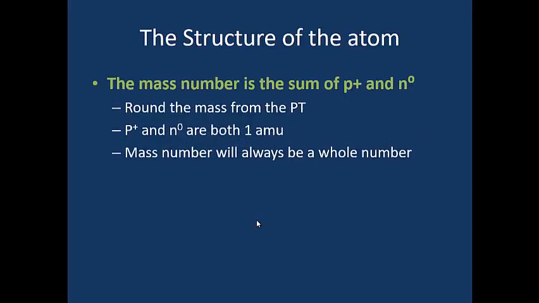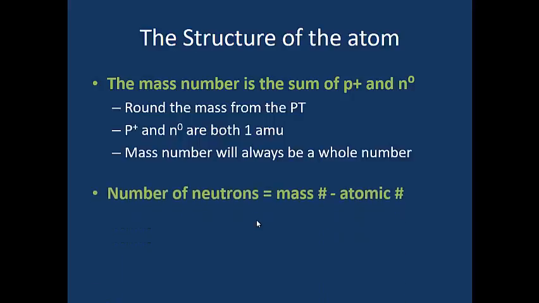The last piece of information that we need to know is the mass number. So the mass number is the sum of the protons and the neutrons, because remember, all that mass is contained inside our nucleus. And to find this, we just look at the periodic table, look at the number that's there, and round it to the nearest whole number. Remember that both protons and neutrons are 1 AMU, so the mass number has to be a whole number.